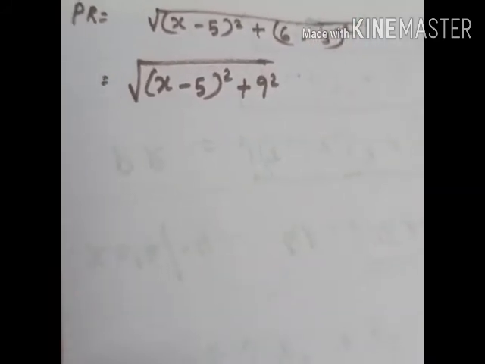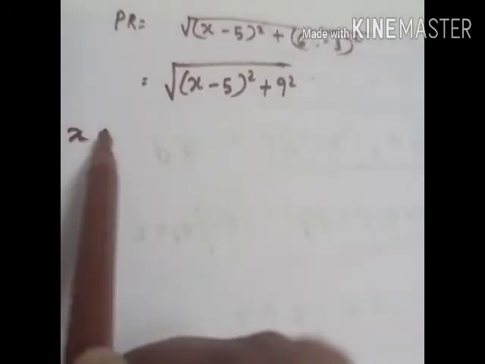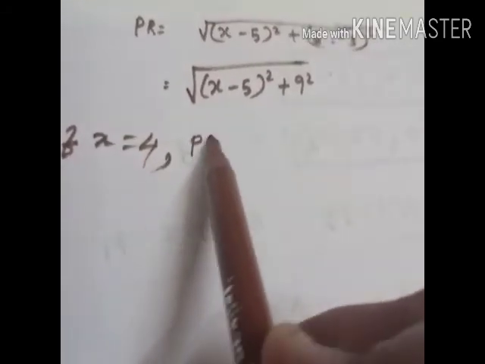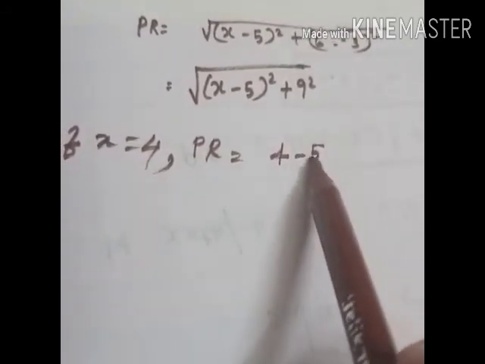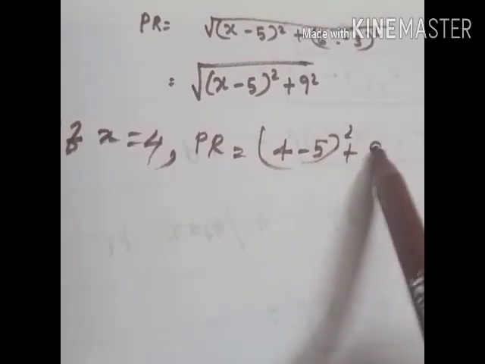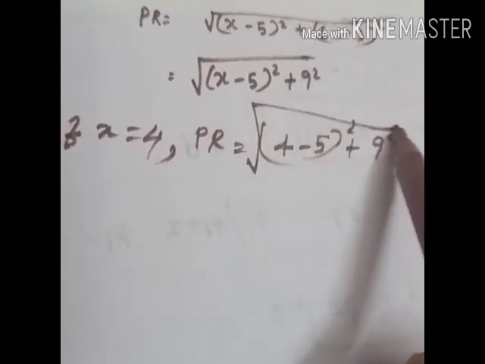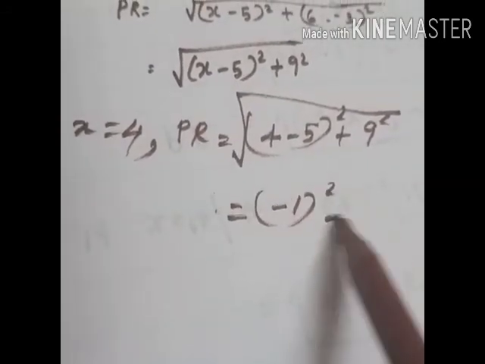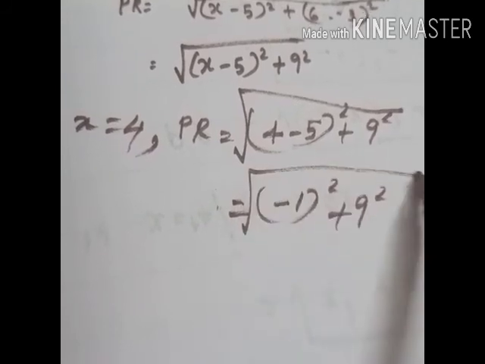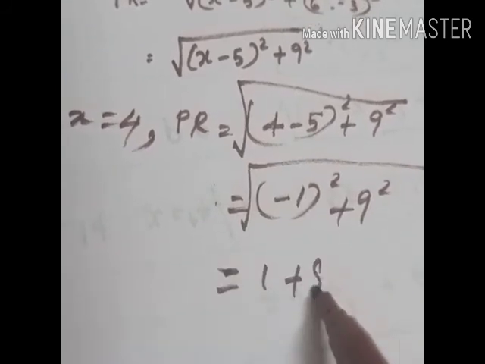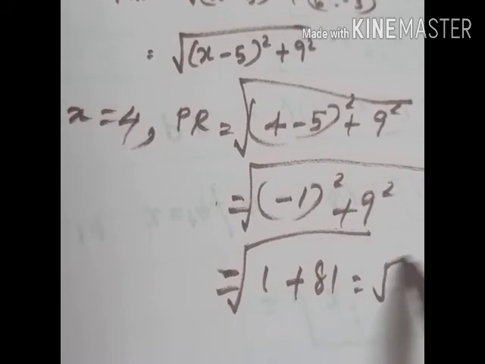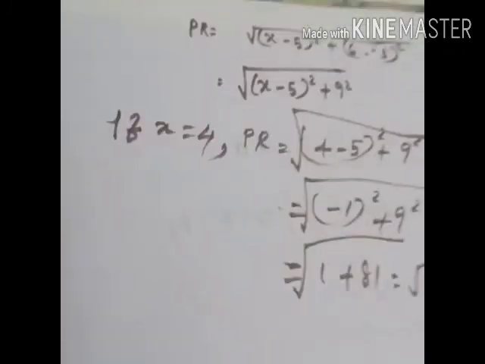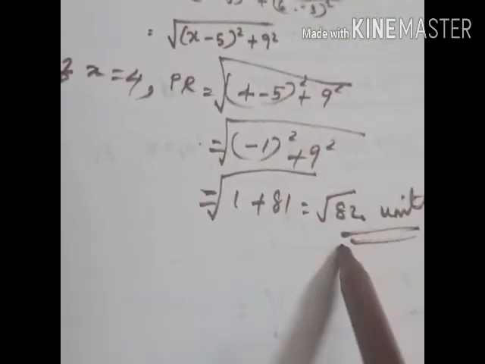Now first we can give the value of x as positive 4. Then PR equals the square root of (4 minus 5) whole square plus 9 square. 4 minus 5 is negative 1, so negative 1 square is 1, plus 81, root of 82 units. If we give the value of x as 4, then we get PR as root 82.